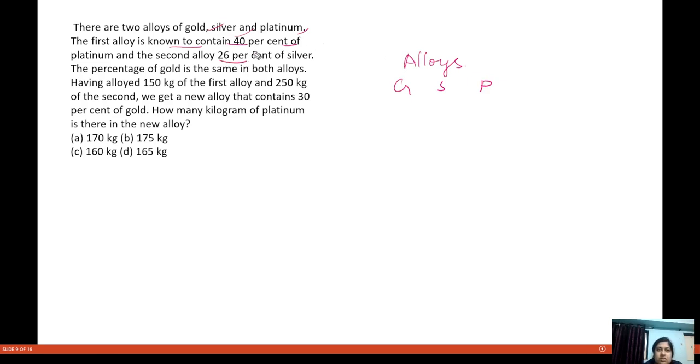The first alloy is known to contain 40% of platinum and 26% of silver. See, this is 40% of platinum, 26% of silver. That means it is having 66% of silver and platinum, and the rest is gold. So the question is saying the first alloy is containing 40% of platinum. So put 40% here.